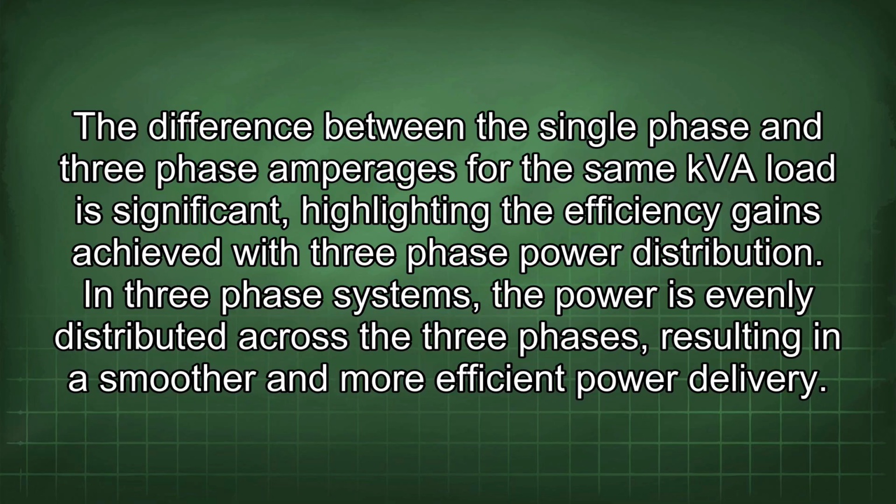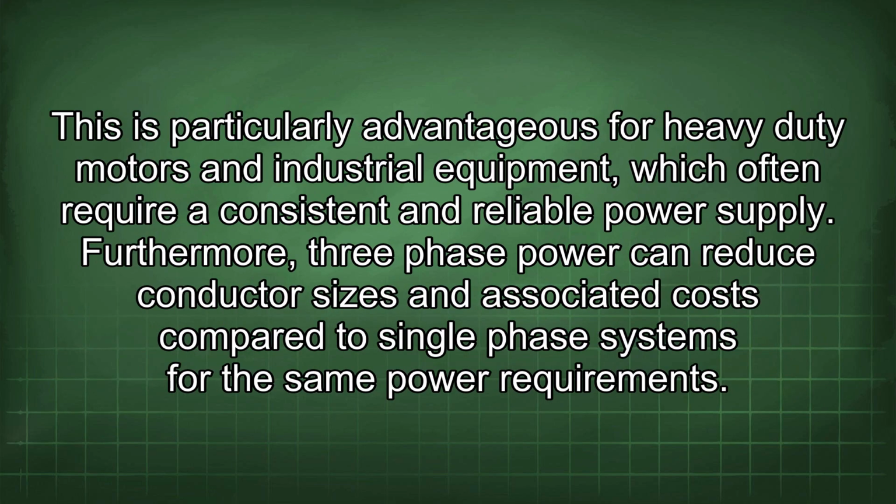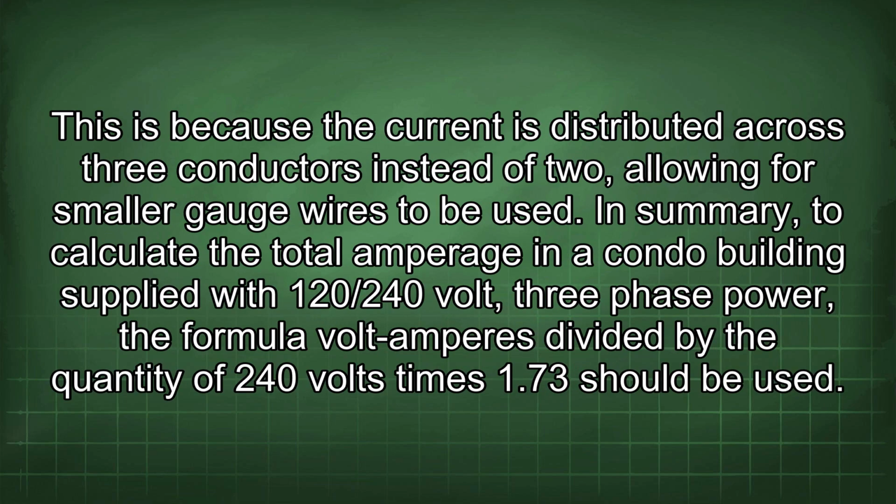In three-phase systems, the power is evenly distributed across the three phases, resulting in a smoother and more efficient power delivery. This is particularly advantageous for heavy-duty motors and industrial equipment, which often require a consistent and reliable power supply. Furthermore, three-phase power can reduce conductor sizes and associated costs compared to single-phase systems for the same power requirements. This is because the current is distributed across three conductors instead of two, allowing for smaller gauge wires to be used.